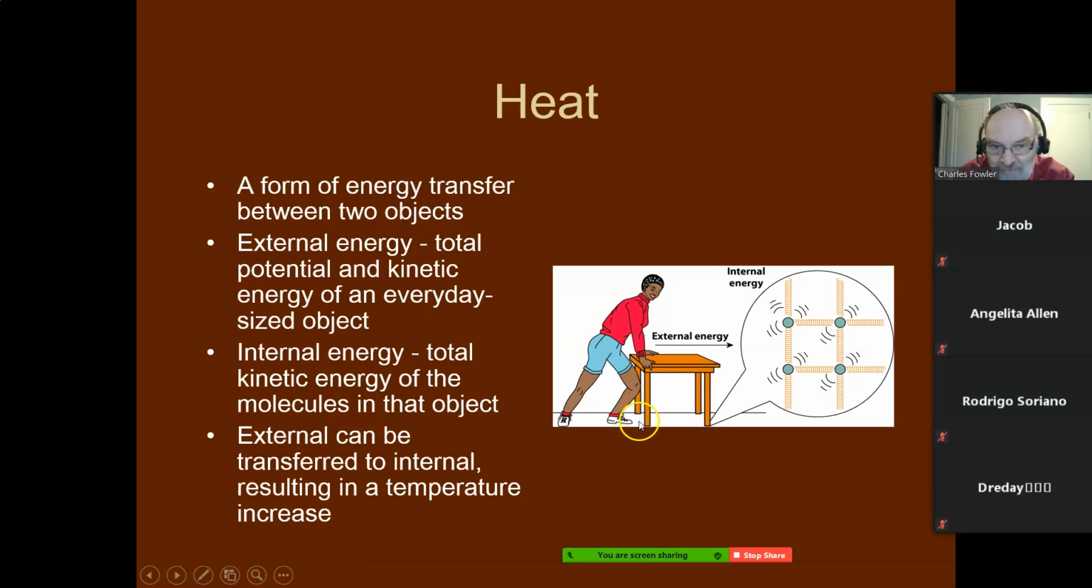So if you had really sensitive thermocouples down here, that's another way of measuring heat, a thermocouple, you could tell that indeed the temperature is going up very slightly, but it is going up. Her external energy is increasing the internal energy of those molecules between the feet and the floor. Okay, that is one form of increasing the kinetic energy of the molecules in the feet and the floor by adding some external energy to the system.